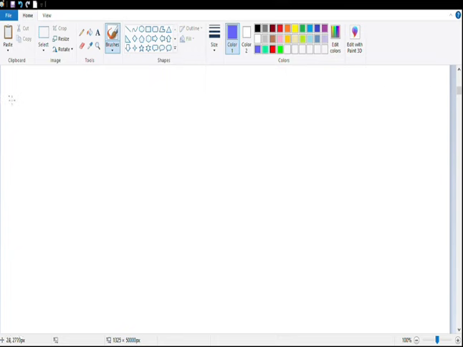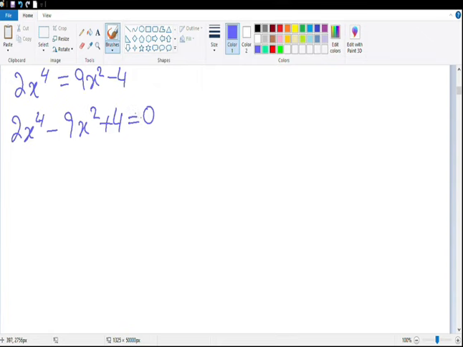So let's see another example. Say 2x squared is equal to 9x. Oh, sorry, what did I just do? Let's do 2x to the fourth power is equal to 9x squared minus 4. Sending 9x squared minus 4 to the left hand side, we get 2x to the fourth power minus 9x squared plus 4 is equal to 0.